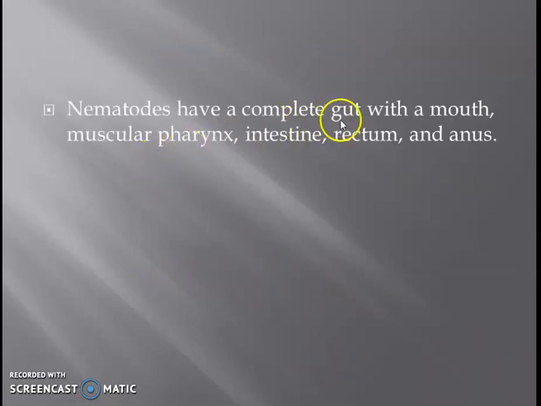Nematodes have a complete gut with the mouth, muscular pharynx, intestine, rectum, and anus. About all these organs you have studied previously in the body organs. So a nematode has a gut, a mouth, and a muscular pharynx. The gut is where the food will pass. The muscular pharynx compresses and relaxes to push the food down, as in the digestive system. They have an intestine, rectum and anus through which they push the waste material out of their body.